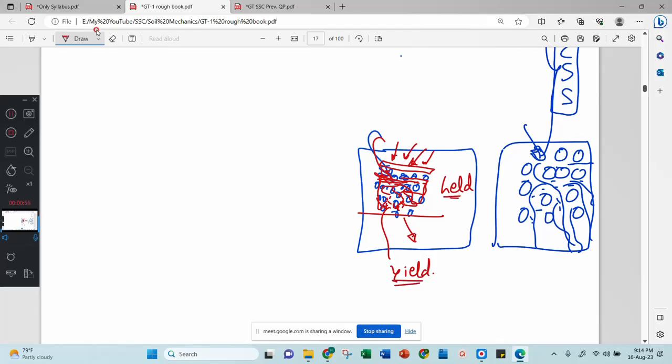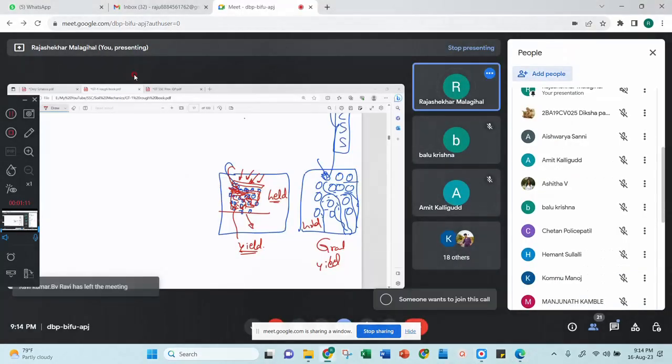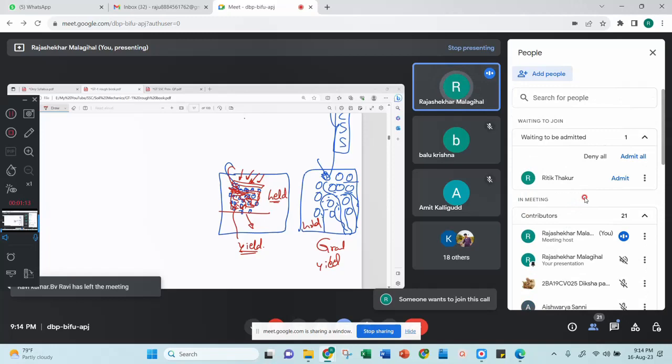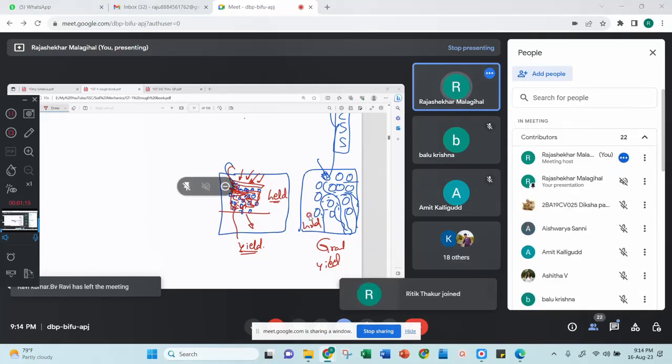Now gravel soil will not hold water, and it will continuously let it through. This is not called a yield either. Why? Because it is not holding. How can I say that it is yielding? It is not holding, so it cannot yield also. Therefore I am not considering it as such; gravel is just porous. Then I will consider another soil.